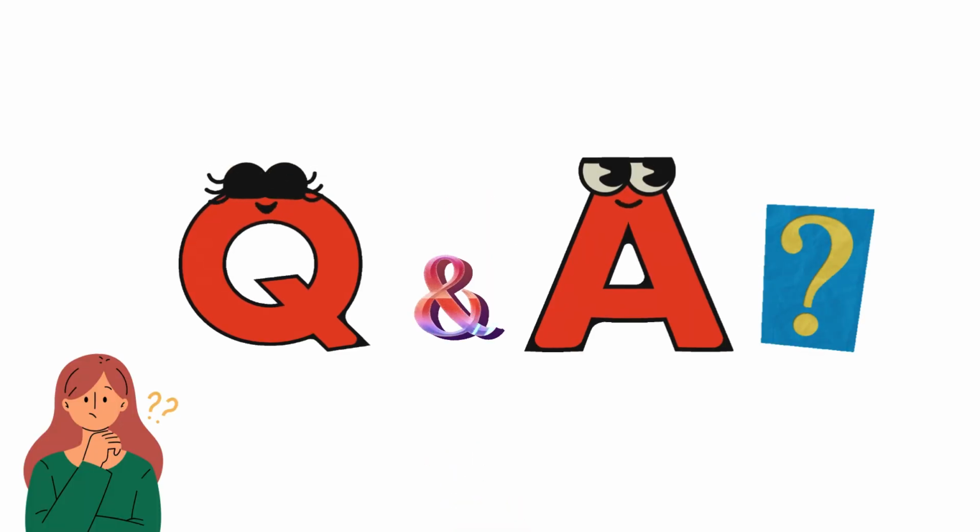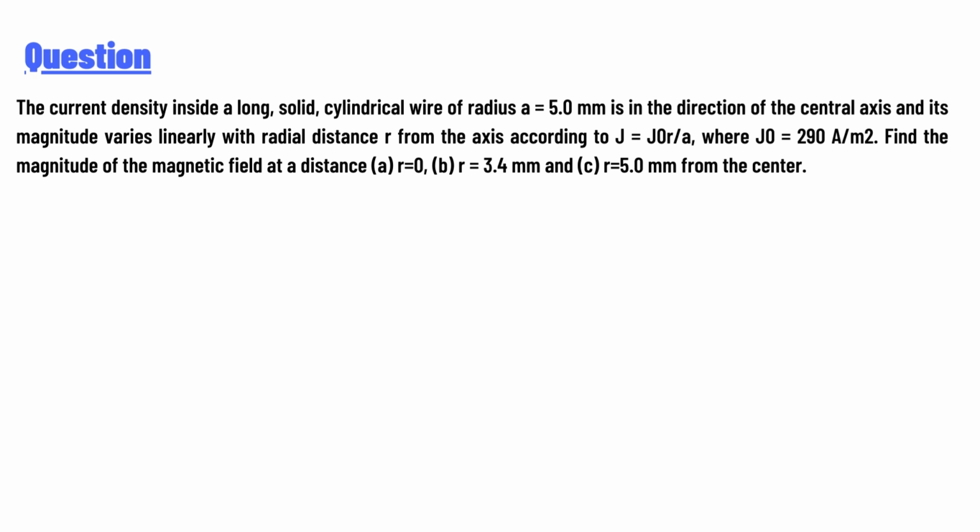Today's question: the current density inside a long solid cylindrical wire of radius a equal to 5.0 mm is in the direction of the central axis, and its magnitude varies linearly with radial distance r from the axis according to J equals J0 r over a, where J0 is equal to 290 A per m squared. Find the magnitude of the magnetic field at a distance (a) r equals 0, (b) r equals 3.4 mm, and (c) r equals 5.0 mm from the center.